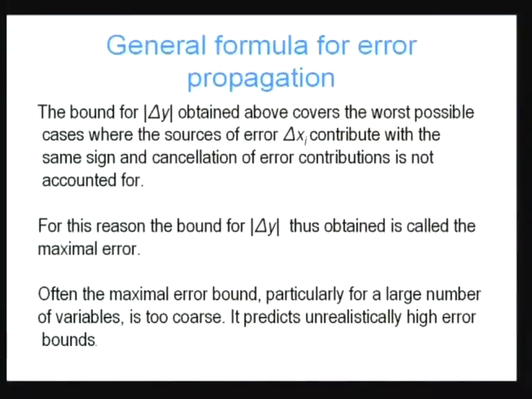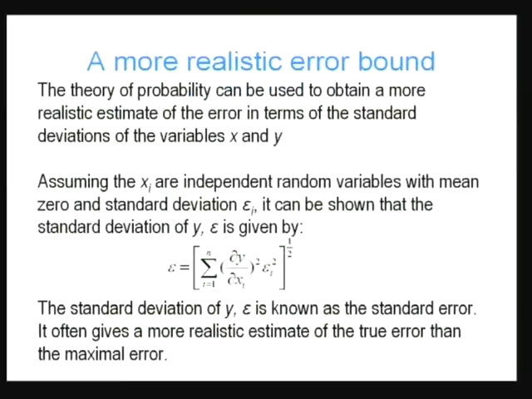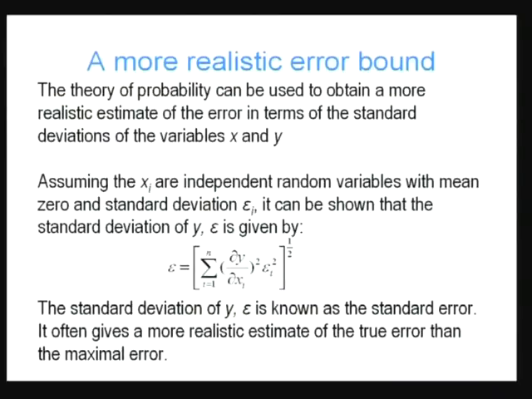So, instead of using the maximal error, sometimes we use something which is known as the standard error. How do we get the standard error? We use the theory of probability to obtain the standard error. We assume that the delta xi's are independent random variables with mean 0 and standard deviation epsilon i.